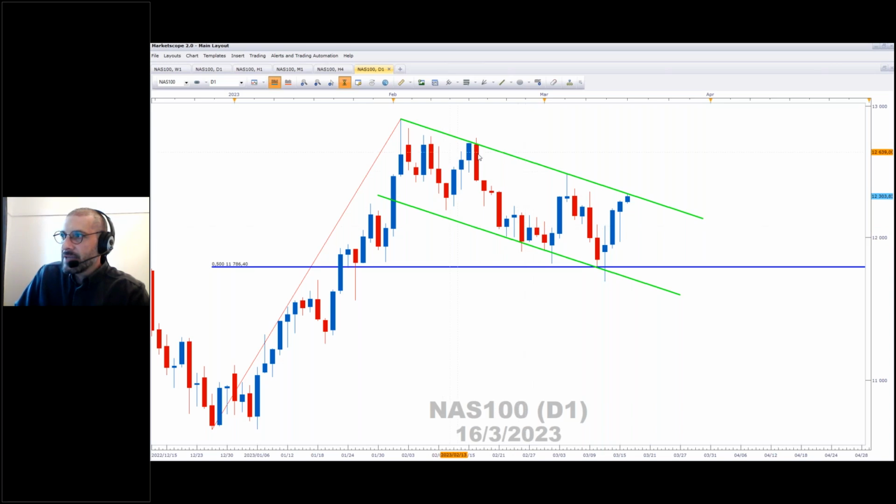pattern basis, it looks as if we've got a flag. What's a flag? A flag's a continuation pattern. So it looks as if we're getting pretty close to completing this flag. We've had several weeks, really since the beginning of February, we've had this flag that seems to have been unfolding. It looks like it's about to break out to the top side. It pulled back 50% of the impulse that started off of the December lows.